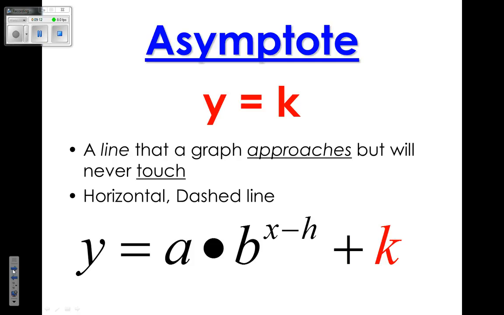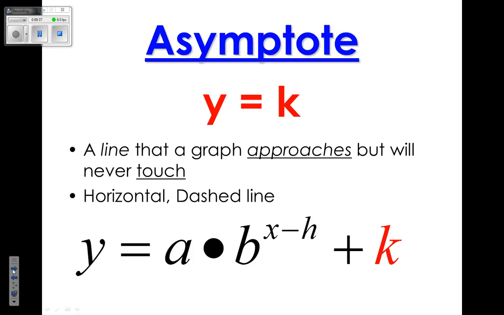We've kind of talked about it a little bit on some graphs, but this is the first time you really actually dealt with an asymptote, because lines do not have asymptotes, neither do parabolas. It's a line that a graph approaches but will never touch. It's horizontal and it's a dashed line.